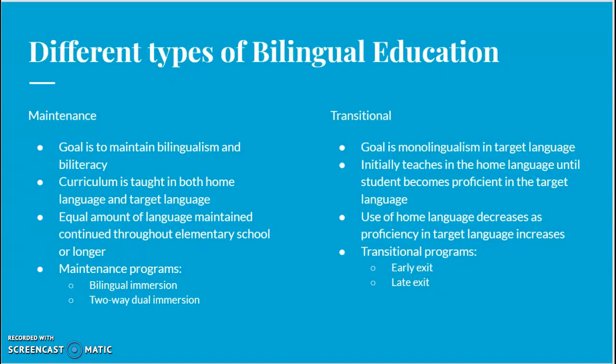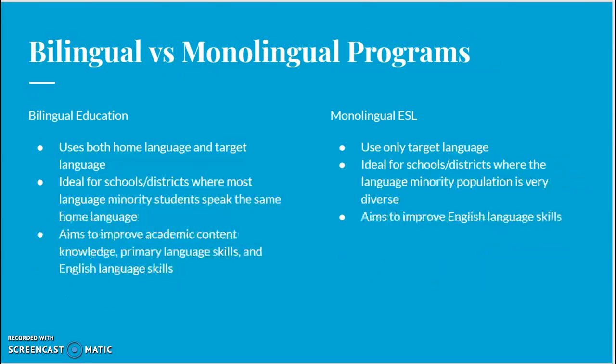In transitional bilingual education, the goal is monolingualism in the target language. So in the United States, that would be English. Initially, transitional bilingual education teaches in the home language until the student becomes proficient in the target language. And the use of home language decreases as proficiency in the target language increases. Some transitional programs include early exit and late exit.